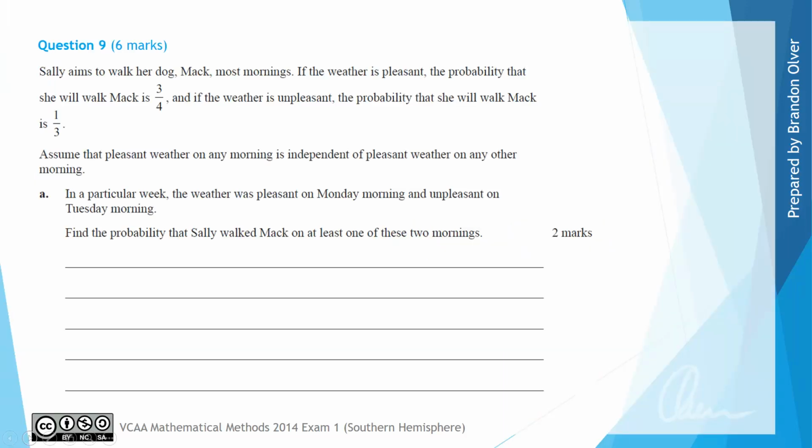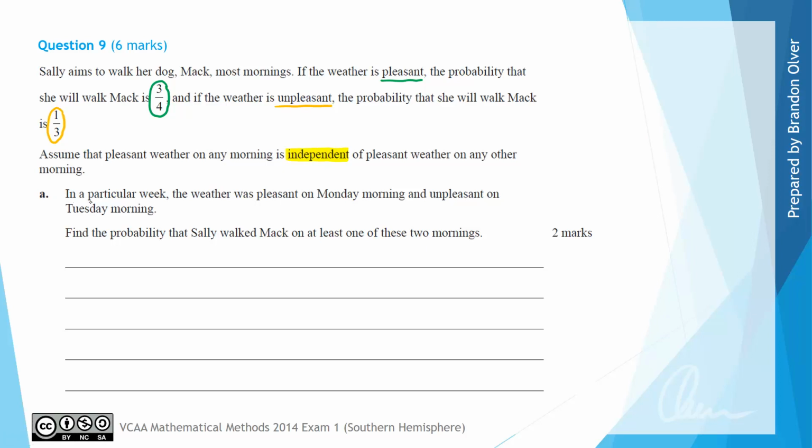For question 9 we have Sally who aims to walk her dog Mac most mornings. If the weather is pleasant, then the probability that she will walk Mac is 3/4. And if the weather is unpleasant, then the probability she will walk Mac is 1/3. We're going to assume that pleasant weather on any morning is independent of pleasant weather on any other morning.